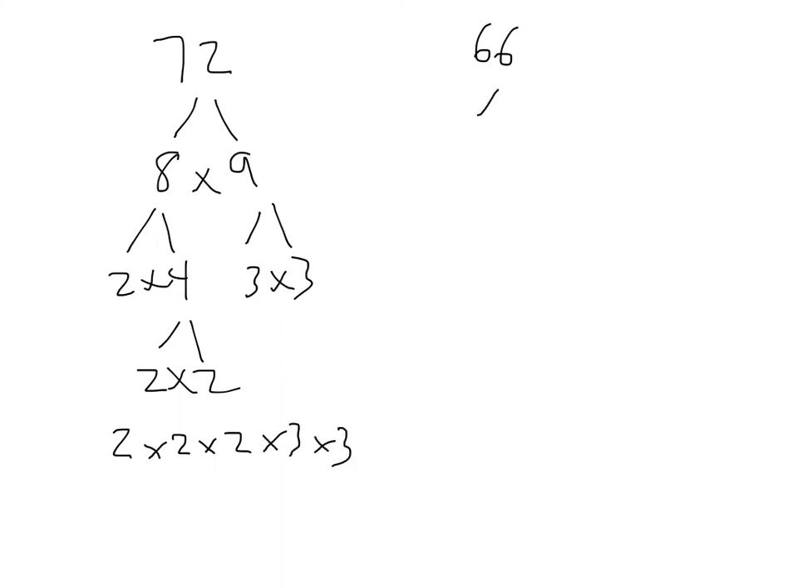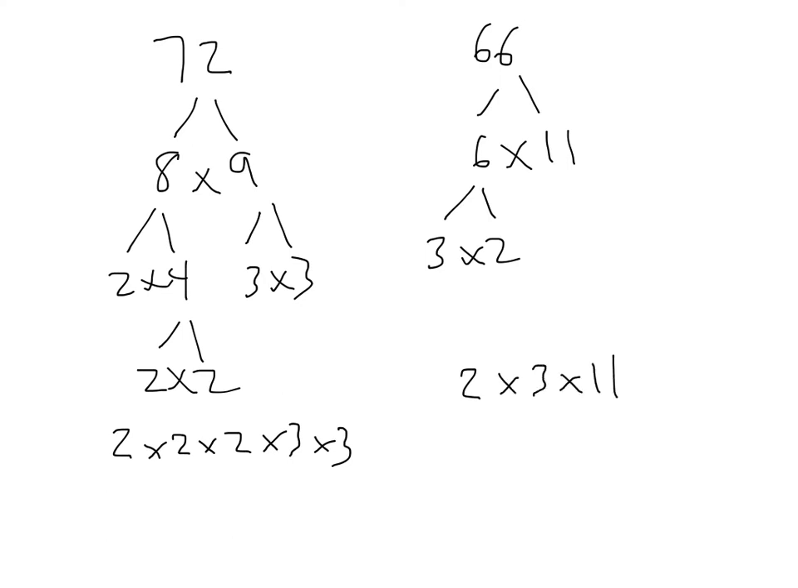And for 66, I know right away that 6 times 11 works. Maybe you did 2 times 33. Either way, 6 times 11. 11 is prime. 6 is 3 times 2. So I know my prime factorization is 2 times 3 times 11.